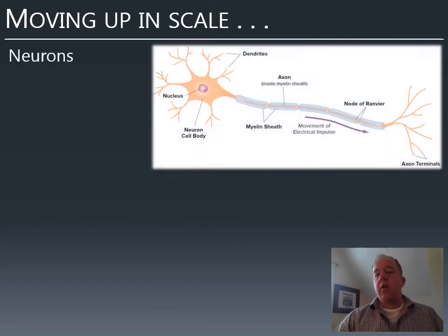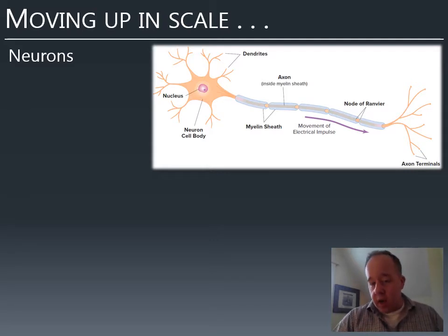Okay, so we're going to move up in scale a little bit. We're going to stick to neurons. This is the diagram of a neuron from your book, just to refamiliarize you with its parts. You have the dendrites, those little branches that stick off of the cell body and collect information from their neighbors. You have the cell body, within which is the nucleus.